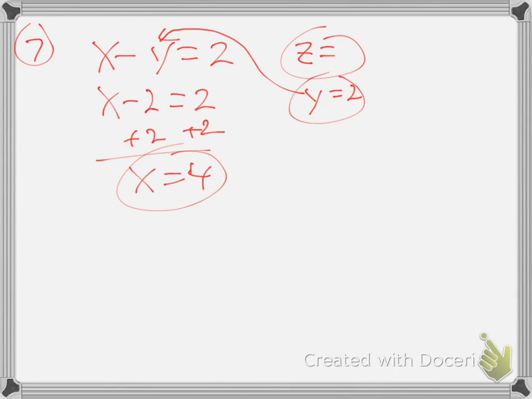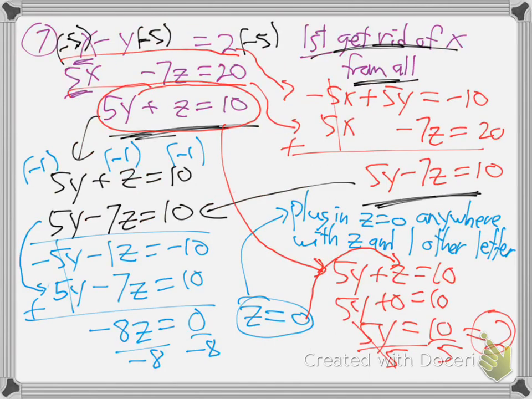Questions on that one? How could you check to make sure your answer is right? Plug it in. Yeah, you could, 4, 2, 0. You could go back to the original. If you plug in 4, what was it? 4, 2, 0. 4 and 2, 4 and 0. 4, 2, and 0. They should all be true. Anyway, I don't got time for that.